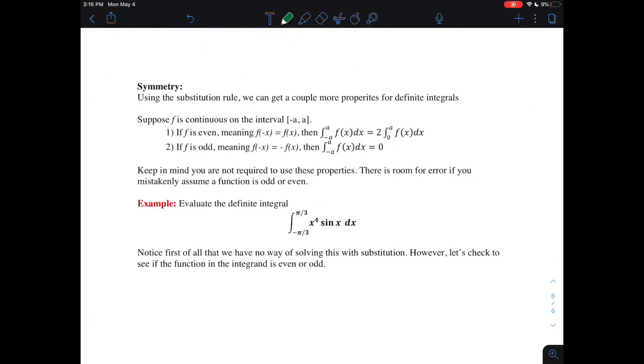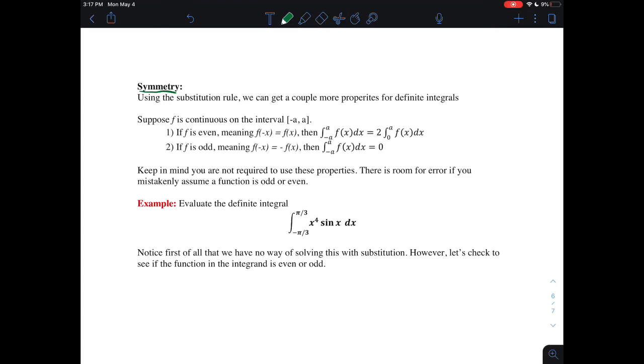One application of the substitution rule is to get a couple more properties for definite integrals, and this relates to symmetry in functions that are even or odd. So let's suppose that f is a continuous function on the interval from negative a to a, which means the negative of a constant to the positive value of the same constant. Number one, if f is an even function, which means f of negative x equals f of x, then the integral from negative a to a of f of x dx is just equal to 2 times the integral from 0 to a of f of x.